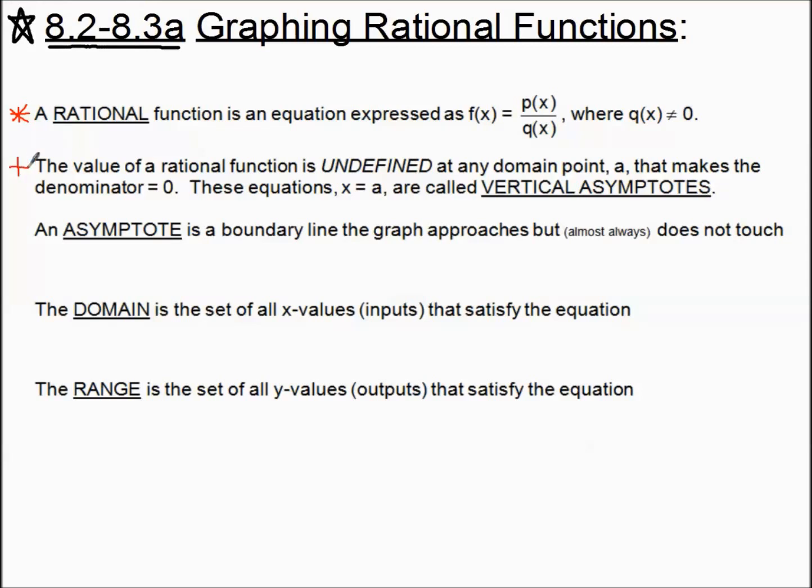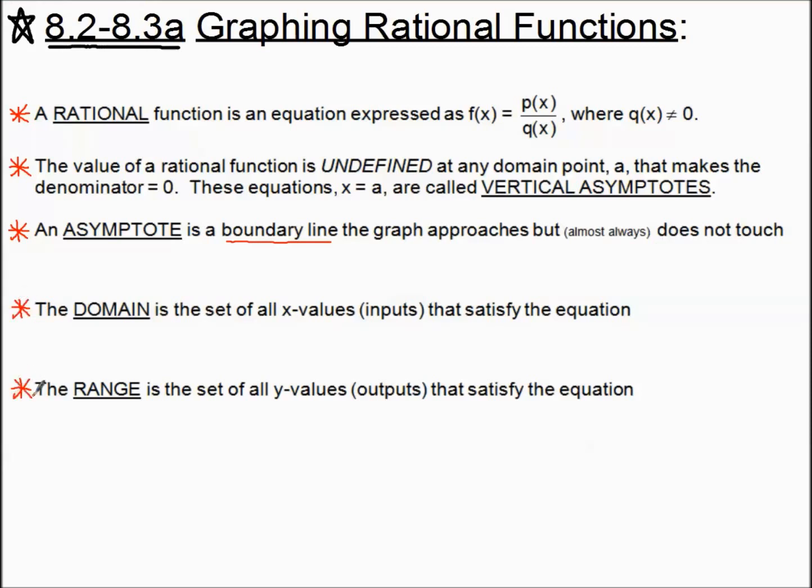An asymptote, I like to think of as simply a boundary line. It's a line that the graph is going to be infinitely getting closer to, infinitely approaching, but it will not, almost always, touch. Vertical asymptotes will never be touched because the function is not even defined there. But I put almost always because some horizontal asymptotes will be touched, and we'll look at one of those examples in a later tutorial.